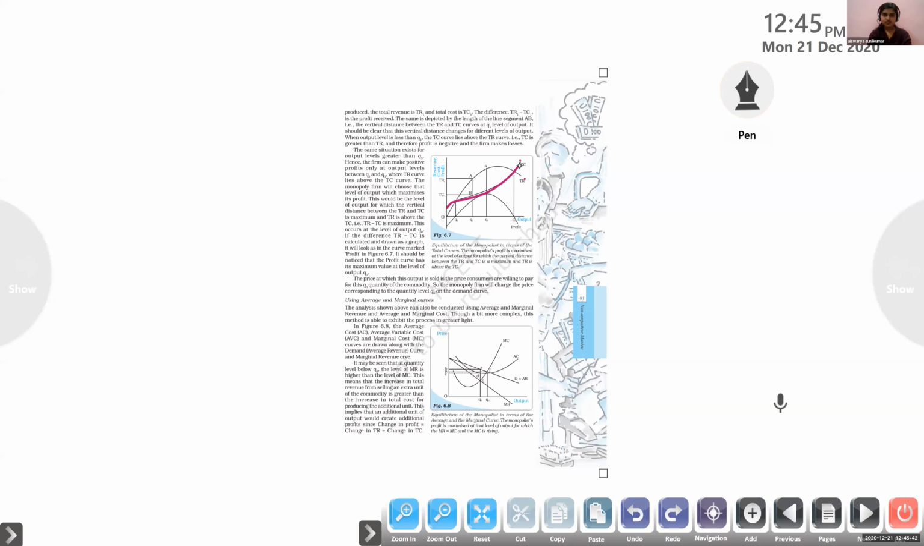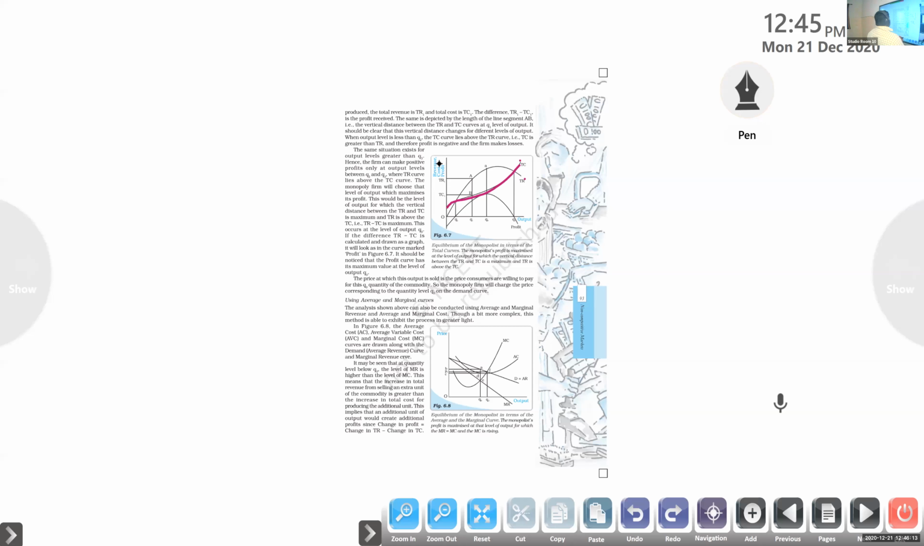Profit, of course. Total cost is less than the total revenue, so it is profit. Don't try to use your sixth or seventh sense here; simply you can say that the total cost curve is lower than the total revenue curve. So we can say that it's a profitable one.